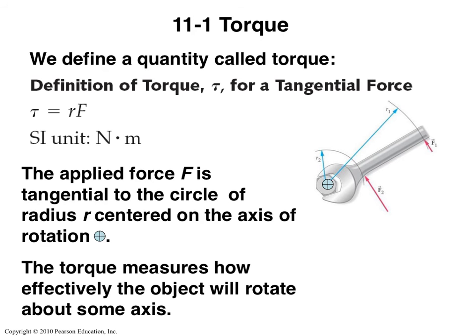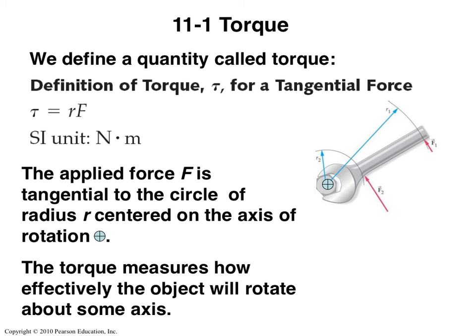So all of that tells you that the effectiveness with which an object would rotate is dependent not only on the magnitude of the force, but also on the point of application of the force. You want to keep it as far away from the axis of rotation as possible. So we define this quantity called torque. Torque is the product of the force, the tangential force.